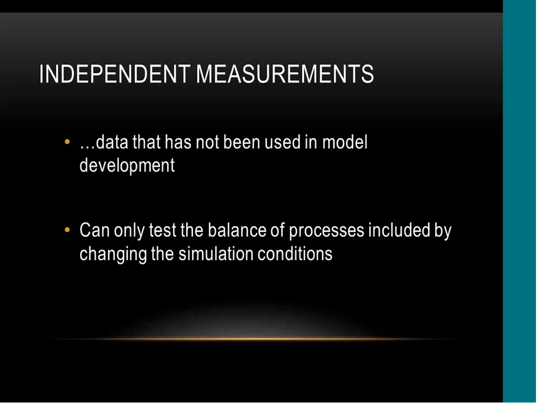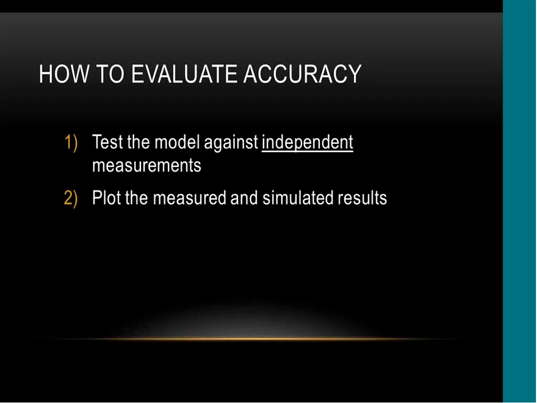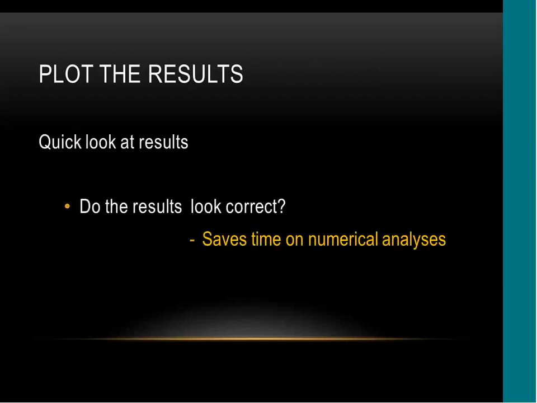So we can only really use data that's not been used in model development, and we can only test the balance of processes included by changing the simulation conditions. And we do that by using these independent data to test the model. So let's have a look first. Firstly, we take the independent data, and then we plot the measured and simulated results.